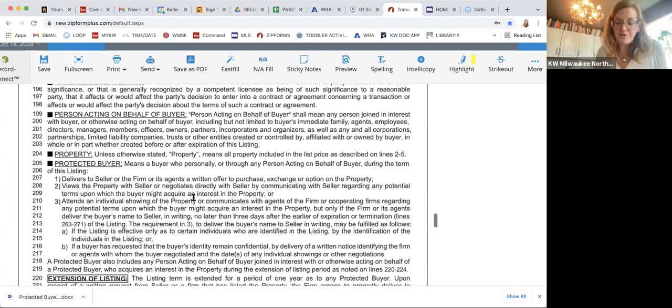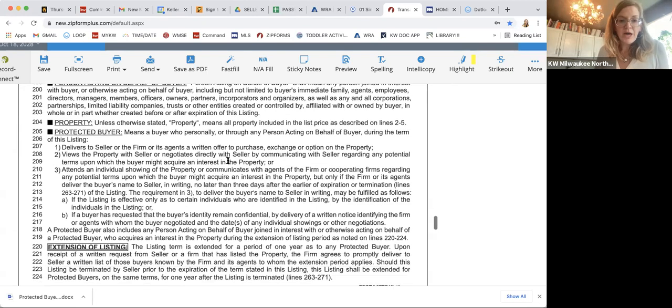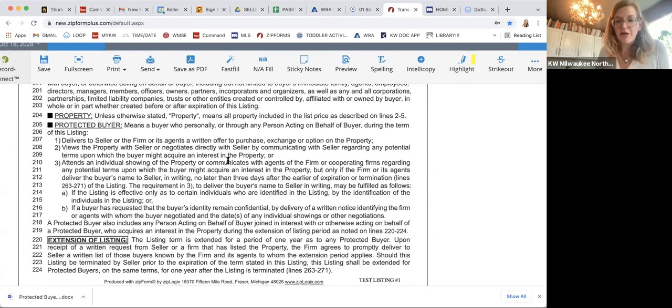Person acting on behalf of a buyer. So this means any person joined in interest with the buyer or otherwise acting on behalf of the buyer, including but not limited to the buyer's immediate family, agents, employees, directors, managers, etc. Property, unless otherwise stated, property means all property included in the list price.